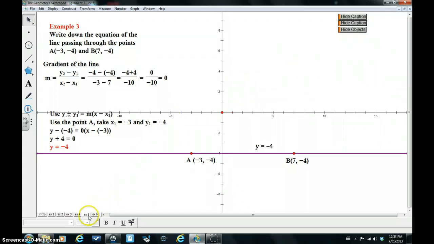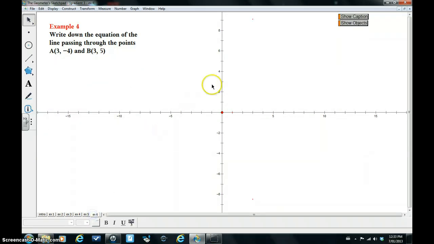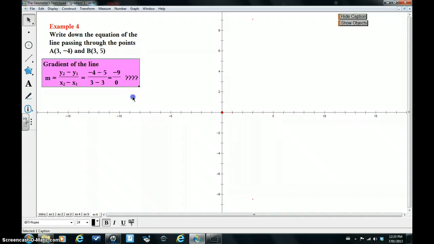Let's have a look at another example. This is the final one, example 4. Write down the equation of the line passing through the points A 3, -4 and B 3, 5. Well, you probably guess what's going to happen on this one. The gradient of the line, m, is y2 minus y1 divided by x2 minus x1 again, and if you take y2 as -4, take away 5, divided by the difference of the x coordinates, which is 3, take away 3.